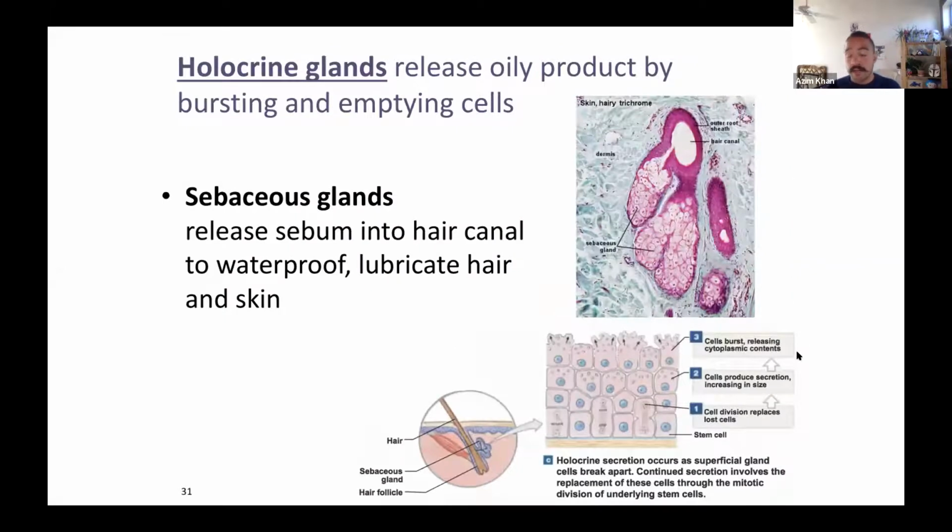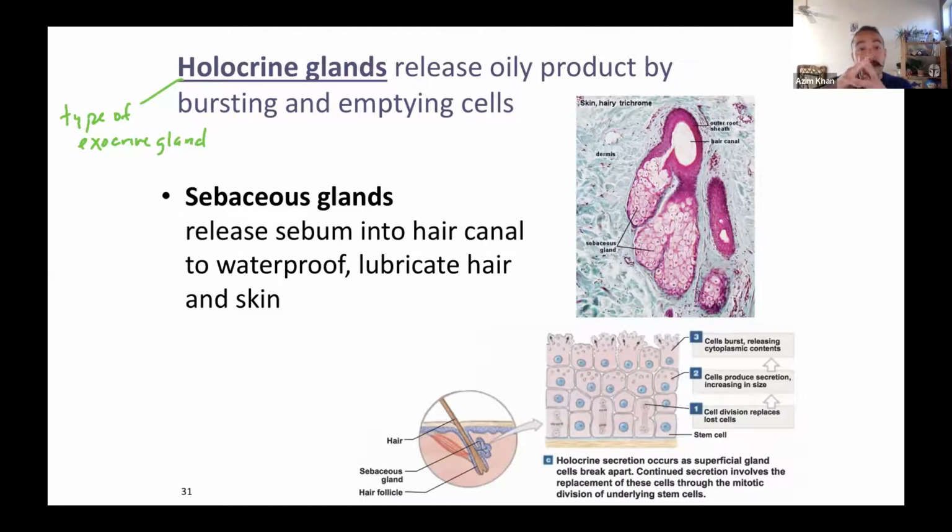One more type of exocrine gland. We've gone over merocrine, apocrine, and now this is holocrine. A holocrine gland is a gland that doesn't release by exocytosis. It doesn't release by shedding off the top part and then continuing to grow, shed, like you do with a lot of crops.